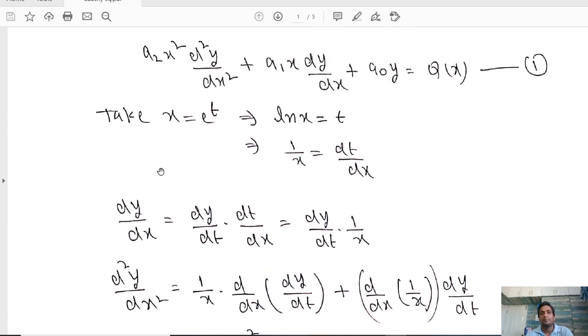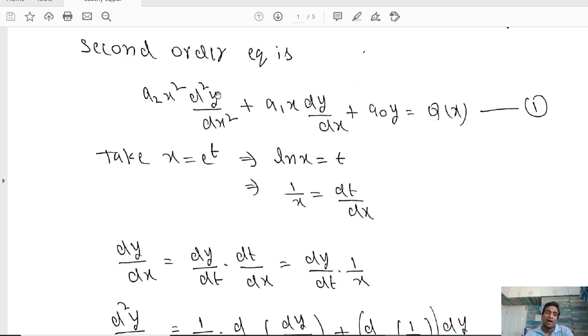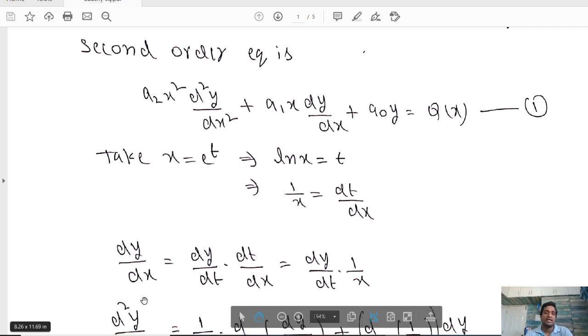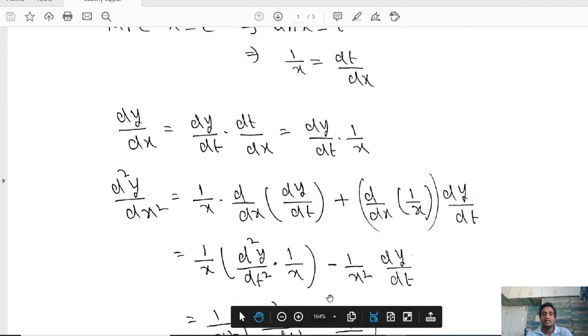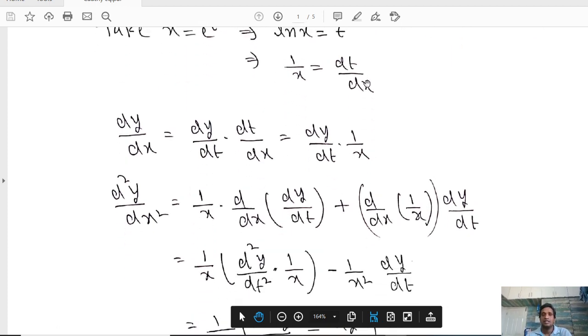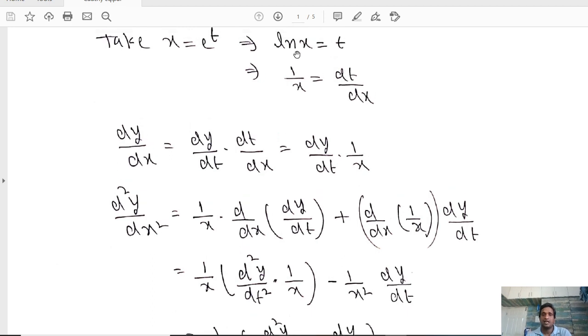See, in the beginning problem, y is a function of x, and x we assumed is a function of t. So dy by dx will be dy by dt into dt by dx. What is dy by dt? We don't know, just leave it as it is. And dt by dx we have found, because ln x equal to t, so dt by dx is equal to 1 by x.